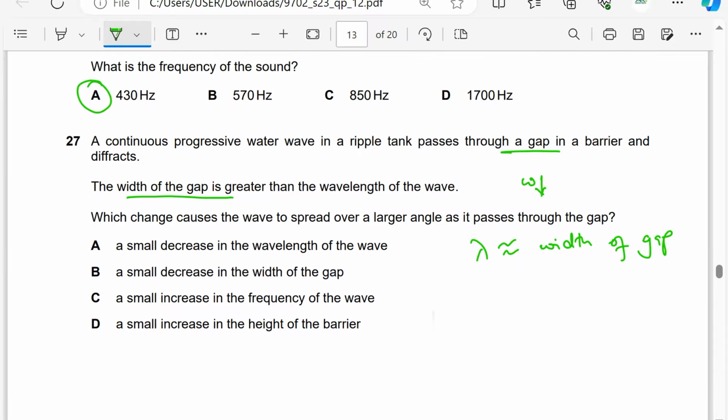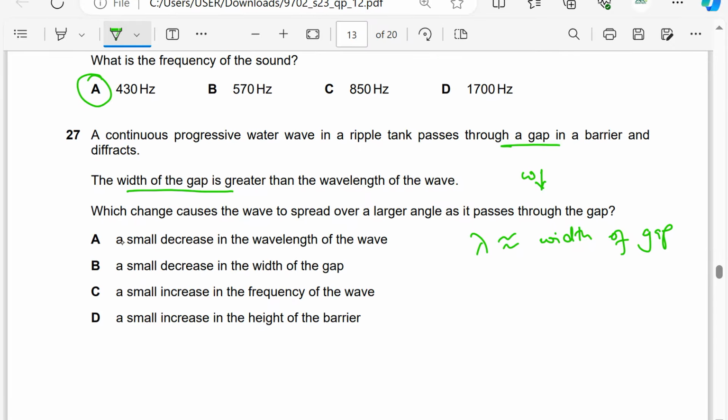So let's see. Which change causes the wave to spread over a larger angle? That is, what causes the greater diffraction? A small decrease in the wavelength. Remember, the wavelength was already smaller. If you decrease it again, it means diffraction reduces further. A small decrease in the width of the gap. The width was bigger, so it should be decreased so that it's almost the same as the wavelength. I think this makes sense.